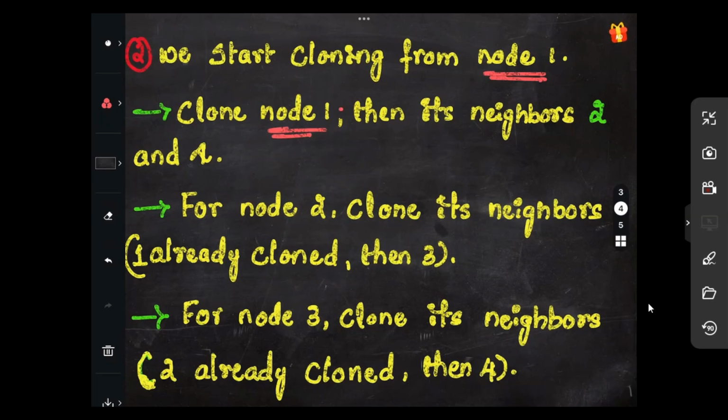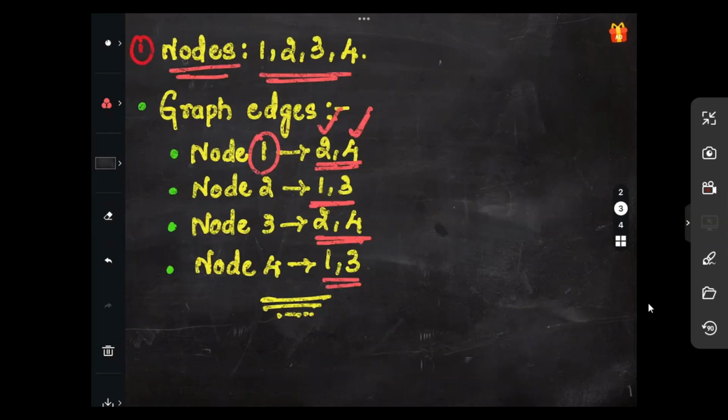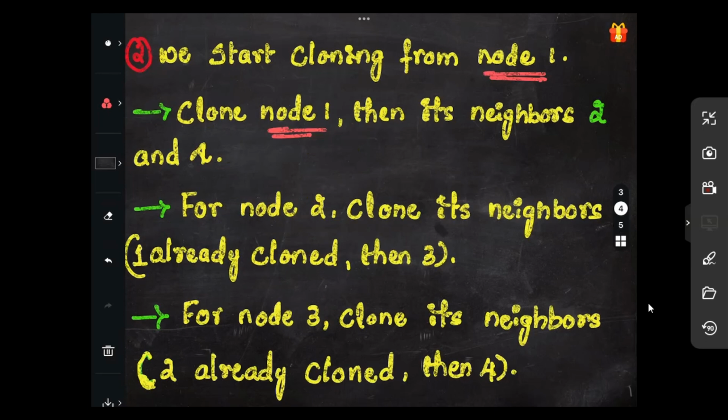Basically for node 2 we have to clone its neighbors. 1 is already cloned here. Suppose we have already cloned 1, meaning we have cloned 2 and 4 for 1 in this case. Just give me a second here. We have already cloned 2 and 4. So here we'll come to node 2 next. We have to clone 1 and 3. 1 is already cloned, since in the previous step itself we cloned 1, right?